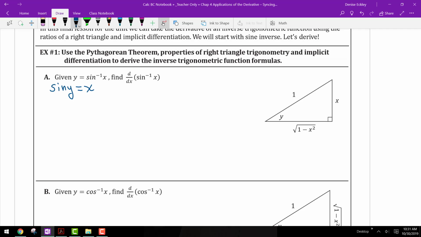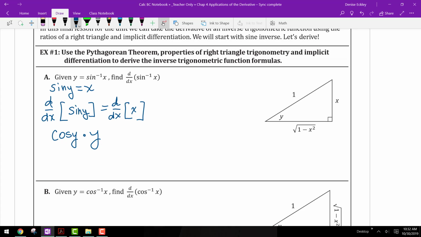So if we take the derivative of this function, because we know how to find the derivative of a sine function, not an inverse sine, we are going to get these values. We're going to take the derivative of sine, which is cosine y, and then of course we have to use the chain rule because we have an implicit differentiation here, which is y prime, and that's going to equal 1. Solving this for y prime, we have y prime equals 1 over cosine of y. Now what do we do with that?